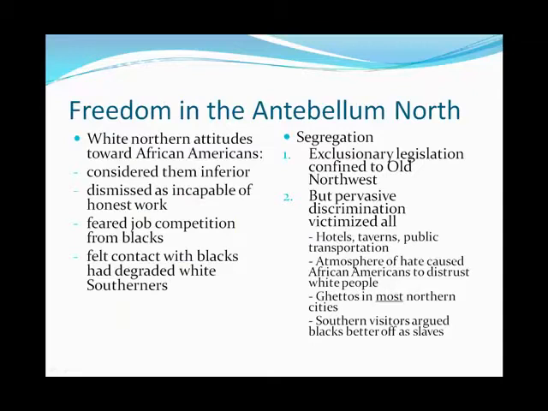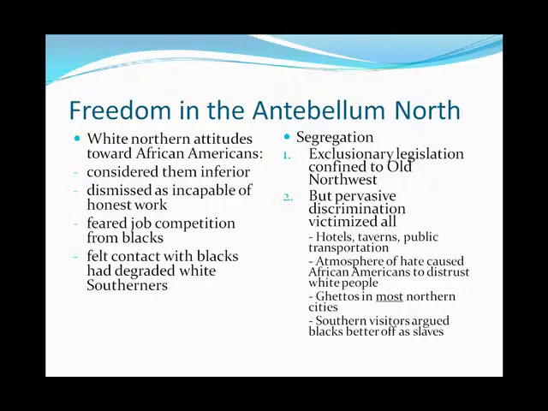Now, what was it like to be black and free? While manumission was difficult in the slaveholding South, gradual or immediate emancipation laws just after the Revolutionary War had created substantial black populations in northern states. But what was this freedom like?